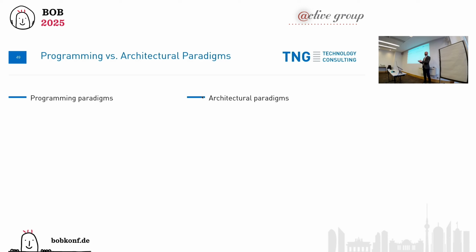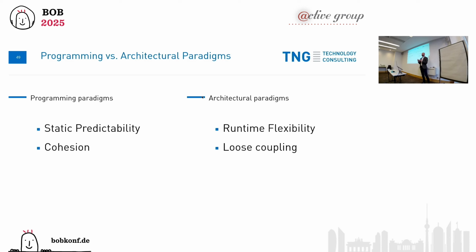Within a team, within a code base, you want static predictability. That is, strong type systems, code completion, exhaustiveness checks. On an architectural level, we need the contrary. We need flexibility. On a code level, we want things to be cohesive. On an architecture level, we need loose coupling.